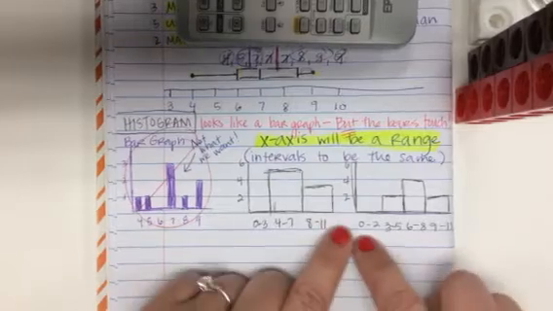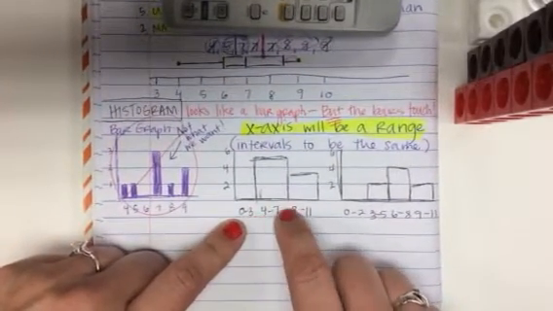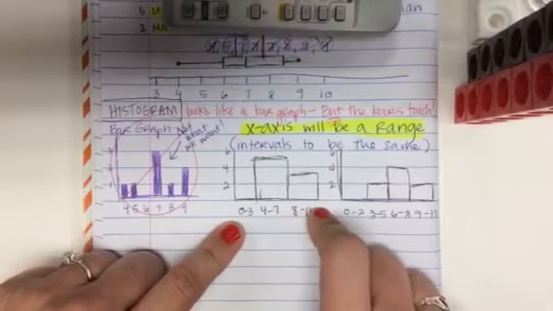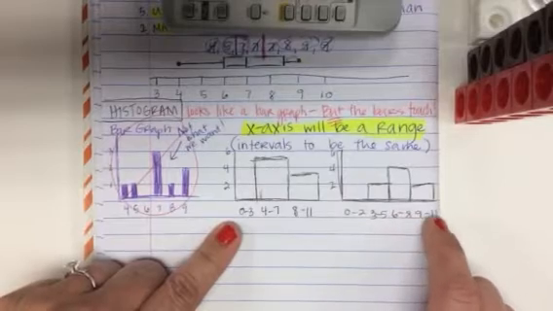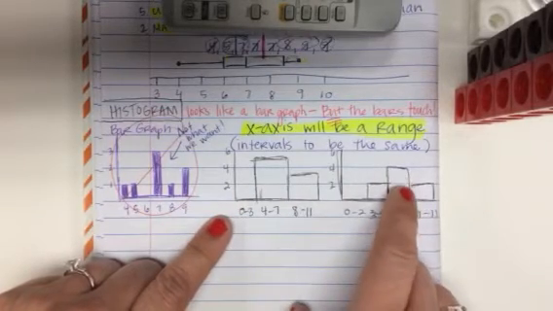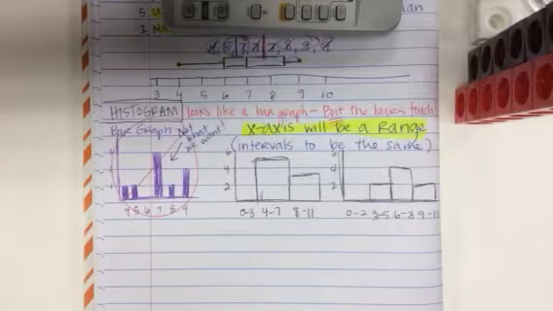The downfall is if I decide to do 0 to 3, 4 to 7, 8 to 11, but somebody else decides to do 0 to 2, 3 to 5, 6 to 8, 9 to 11, our graphs are going to look different. So the downfall of histograms is that some people are going to pick different ranges, and it's hard to compare them even if they have the same data.